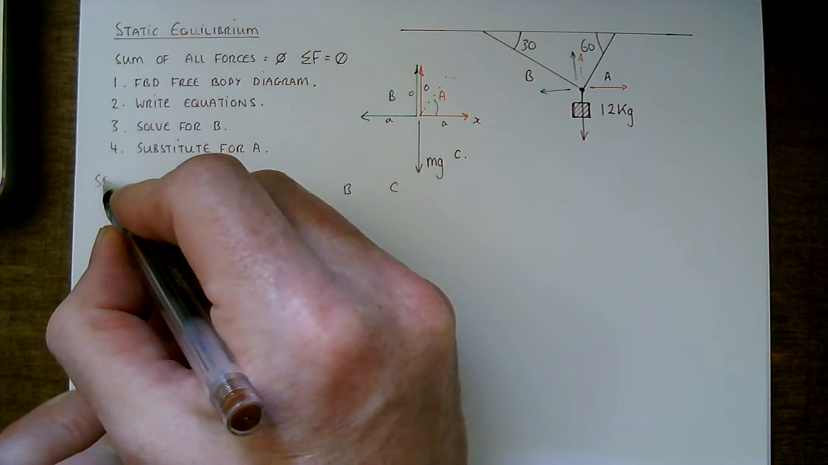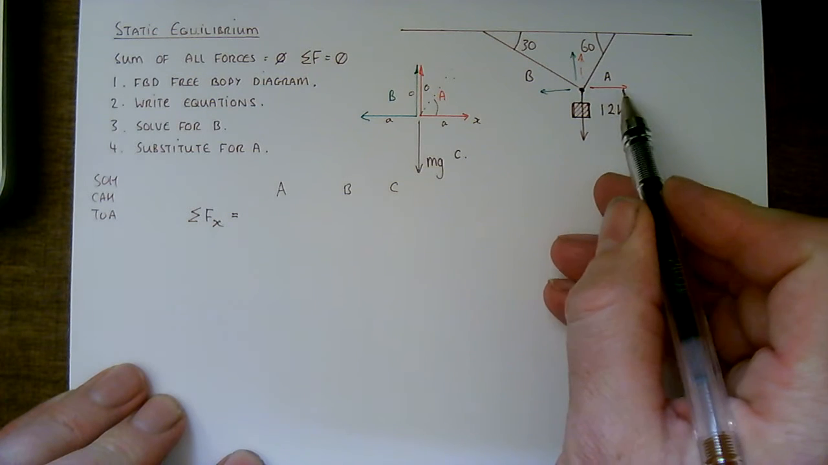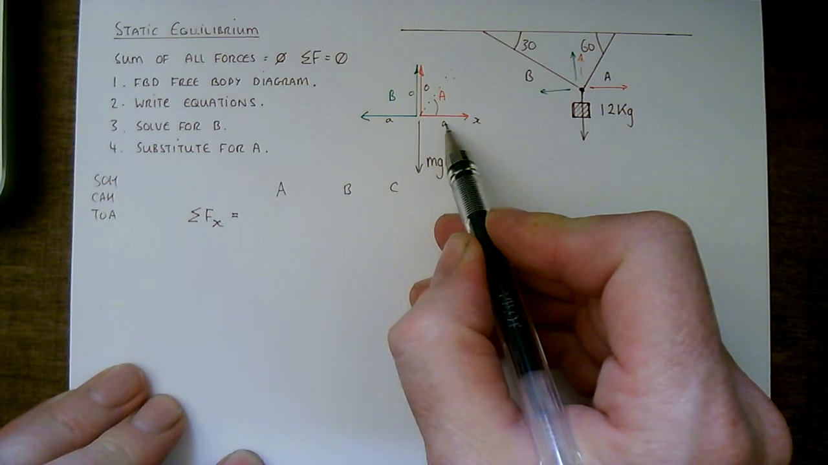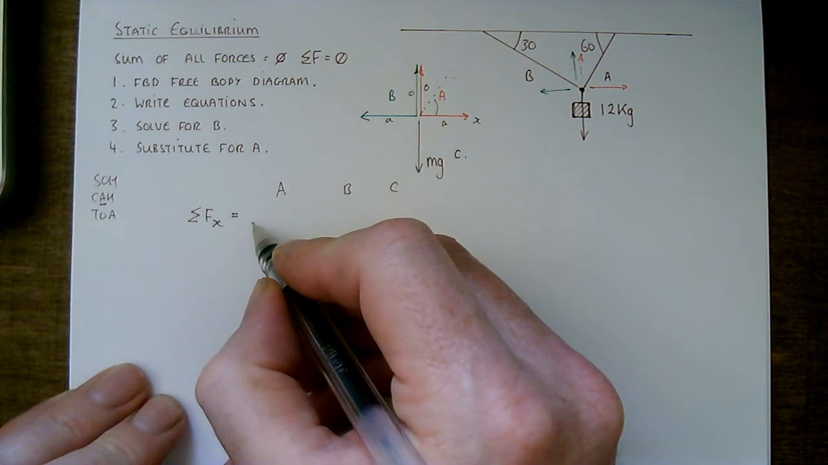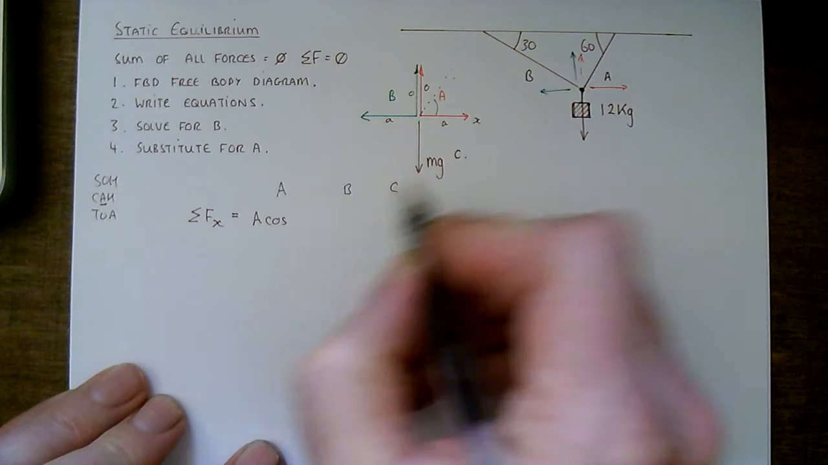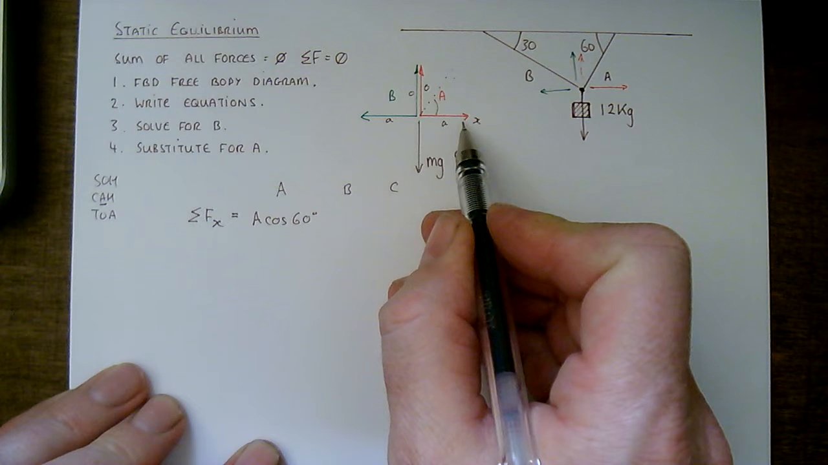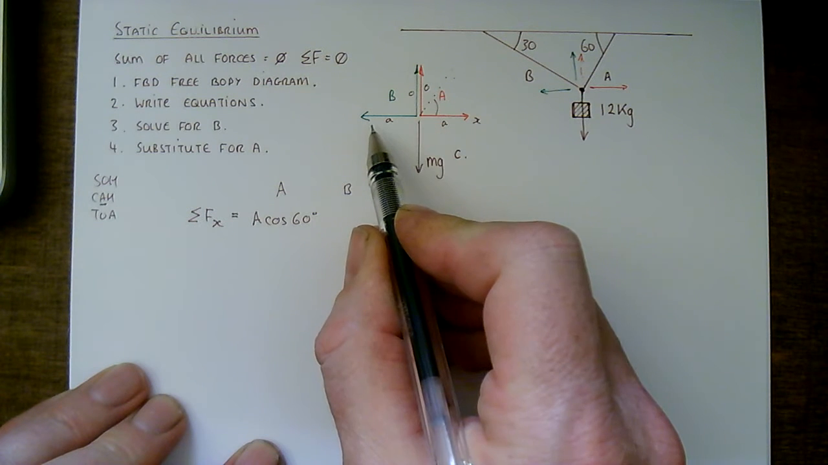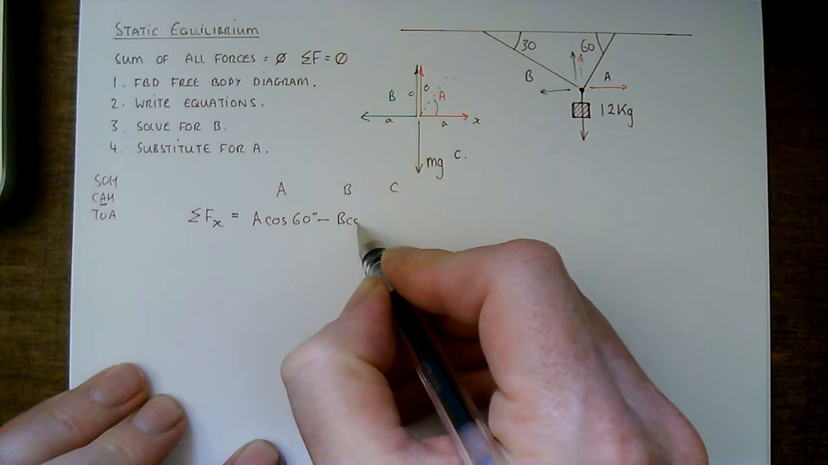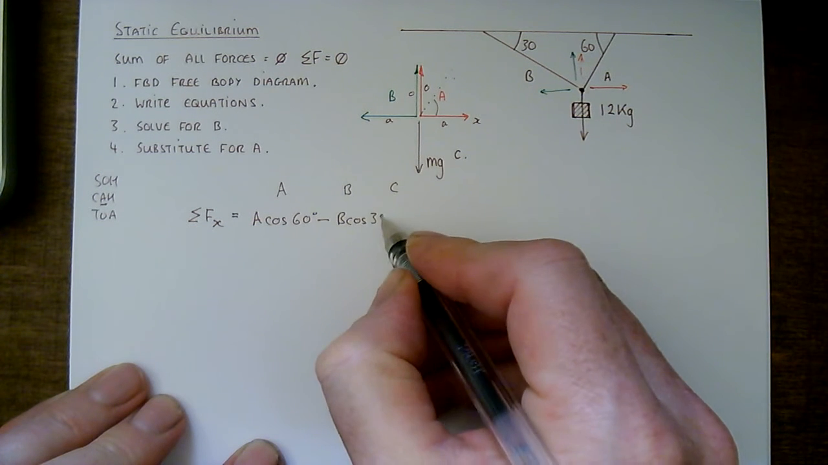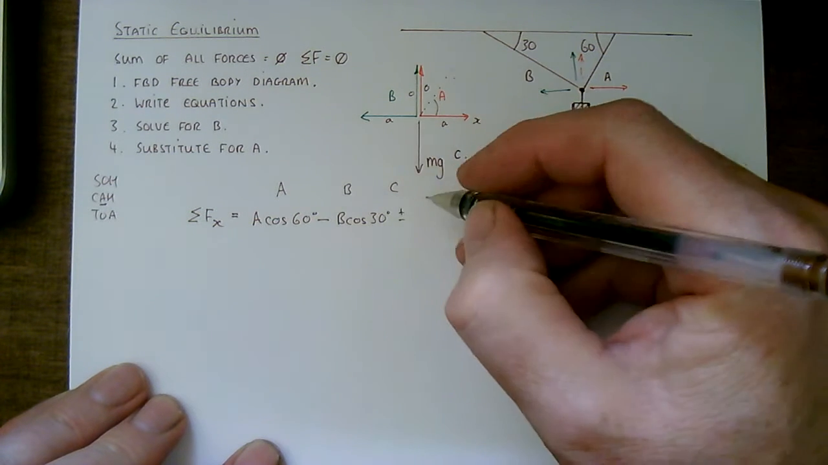So if we look at SOHCAHTOA, we're talking about in the X direction is the adjacent. Adjacent is cosine. So this must be A cosine 60 degrees. This is X in that direction. This is the X in that direction. So they're opposite each other. So that take away B cosine of 30 degrees. And then it would be plus or minus, whichever is appropriate.